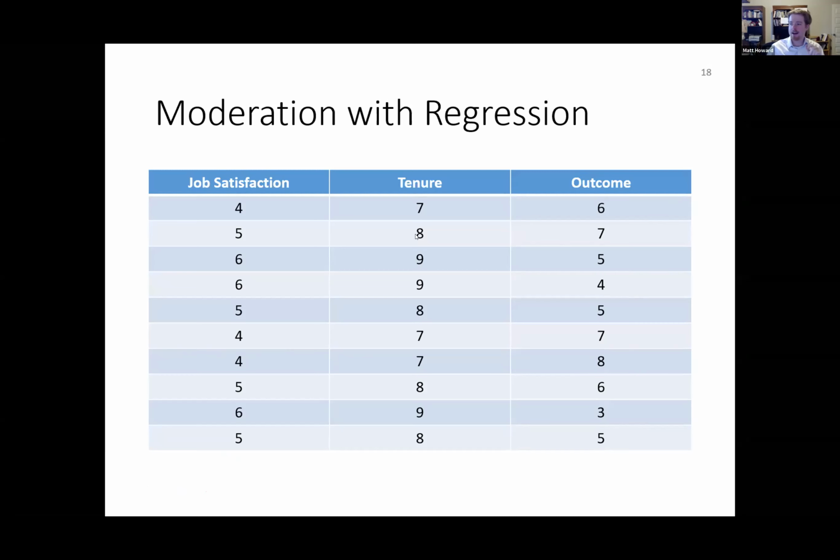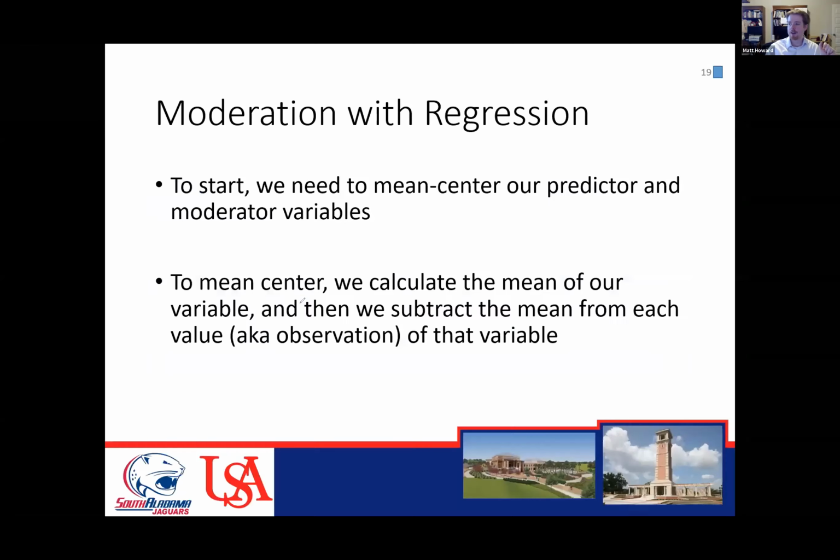So I was saying that you have job satisfaction, tenure, and an outcome. To start the process of moderation, and this is if we're doing it in Excel, because Jamovi does all this behind the scenes, we need to do a thing called mean centering. So to start doing moderation with regression, we want to mean center our predictor and our moderator variable. To mean center, we calculate the mean of our variable and we subtract the mean from each value or observation of that variable. So all mean centering is calculating the mean and then subtracting the mean from each observation for that variable.